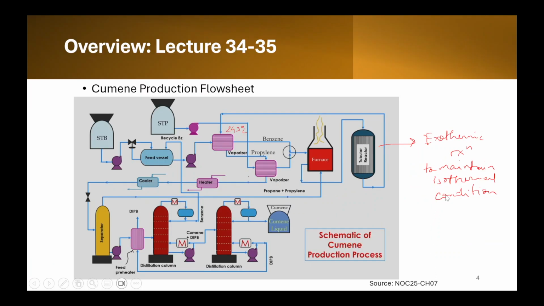So this is an exothermic reaction that is taking place in this tubular reactor, and to maintain the isothermal condition, because it's an exothermic reaction, it will release heat. It is basically generating heat. So to maintain the isothermal condition, you have to remove that heat. So how do you remove that? It's through pressured water.